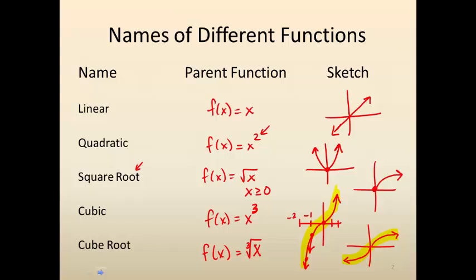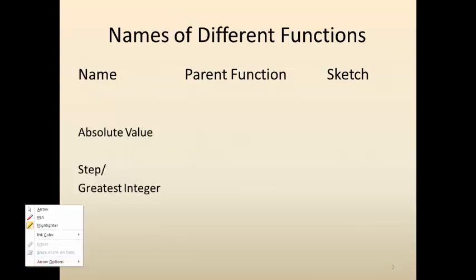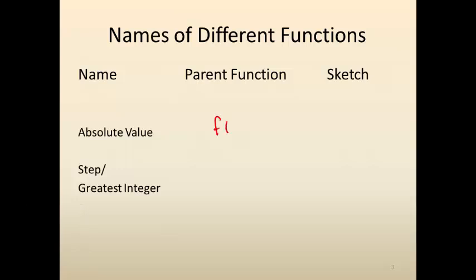Okay, keep going. All right, so the next two, one of them should look familiar to you, and that is the absolute value function. And the most basic absolute value looks like this, with its vertex at the origin, and it's a v. The next one is called a step function or a greatest integer function.